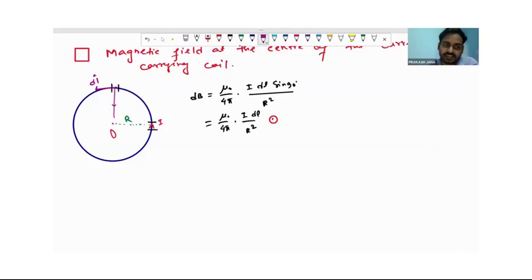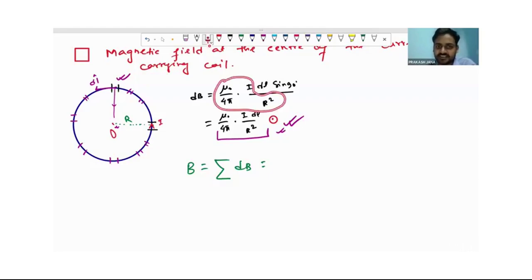The direction of the magnetic field due to this dl segment at the center will be the same as that we already calculated. The magnitude will also be the same, isn't it? For every segment we consider, the direction and the magnitude of the magnetic field at the center of the coil will be the same. So what will be the total magnetic field at the center due to the coil? This is nothing but the summation of dB. Here, what are the constants? Here we see, except this dl, everything is constant.